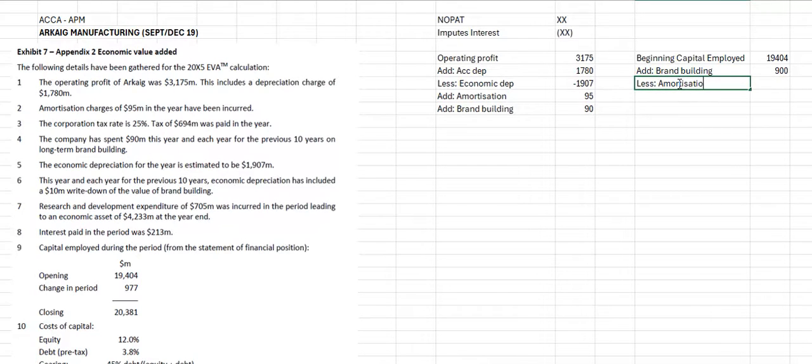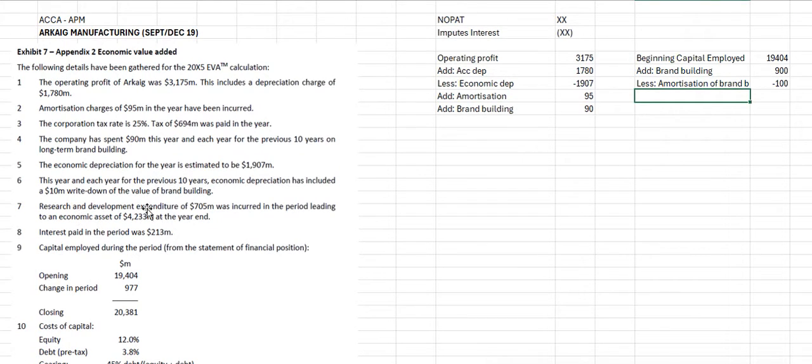Less amortization of brand building, up to the beginning of this year, remember. So they have done it for 11 years, including the current year. Don't take the current year, take previous years, 10 years, 10 million each. Let's subtract it. 10 million, 10 years. Okay. This is done. Economic depreciation is done.